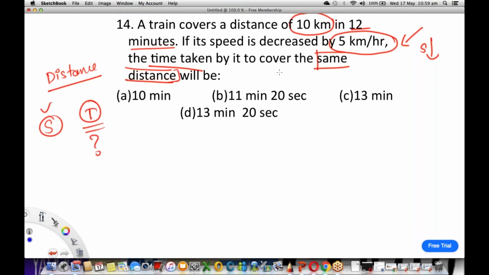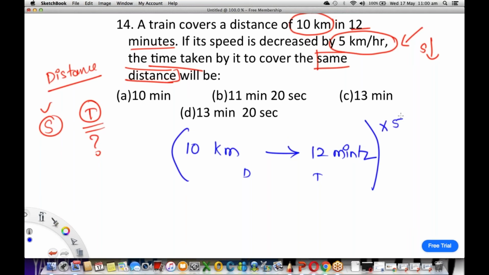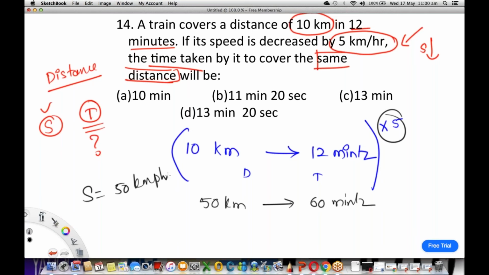So the moment you find a question like this, first look: the train covered 10 kilometers by taking 12 minutes. Distance is mentioned and even time taken is mentioned. So by using these, we can say what the speed is. Yes, speed is equal to distance by time. Or otherwise, I am converting 12 minutes into 60 minutes by multiplying with 5. Everything I am multiplying with 5. That is 10 times 5, that is 50 kilometers, can be traveled in 12 times 5 is 60 minutes. 50 kilometers in 1 hour means the speed will become 50 kilometer per hour, right?